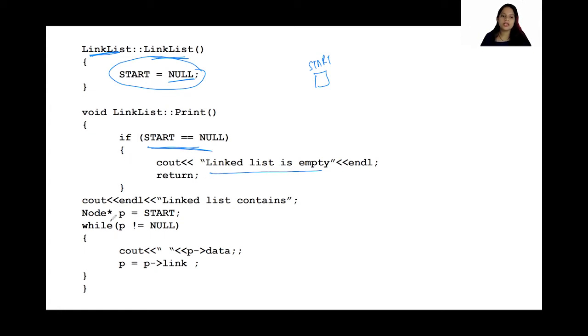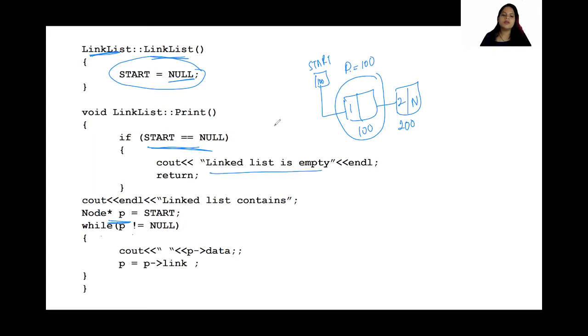Then I am going to create a node, which is P, and I'm going to say it is equal to start. Suppose I have nodes something like this. This is my 100, this is 200, this is null, this is 1 and 2. I'm going to use the same example. So here I'm going to have 100, isn't it? So P is equal to start, which is going to become 100, which is nothing but this node. Okay, while P is not equal to null.